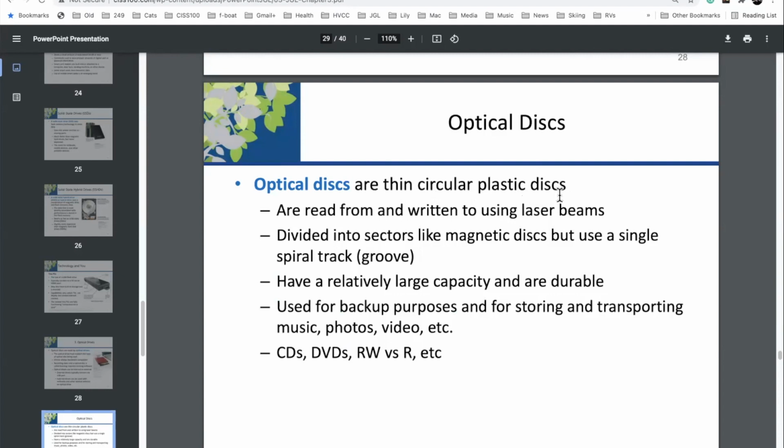And when I say land, it's a surface, a flat surface. It actually detects the transition between pits and lands. We're going to see this again when we get to networking.